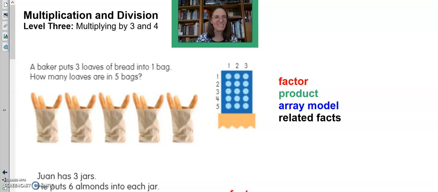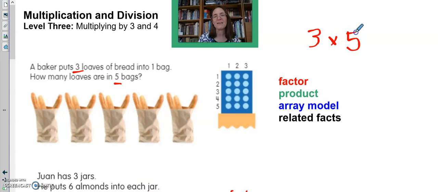Let's jump right in with this delicious word problem about freshly baked bread. A baker puts 3 loaves of bread into 1 bag. How many loaves are in 5 bags? My factors here are 3 for the number of loaves in each group, and 5 for the number of groups or bags that I have.